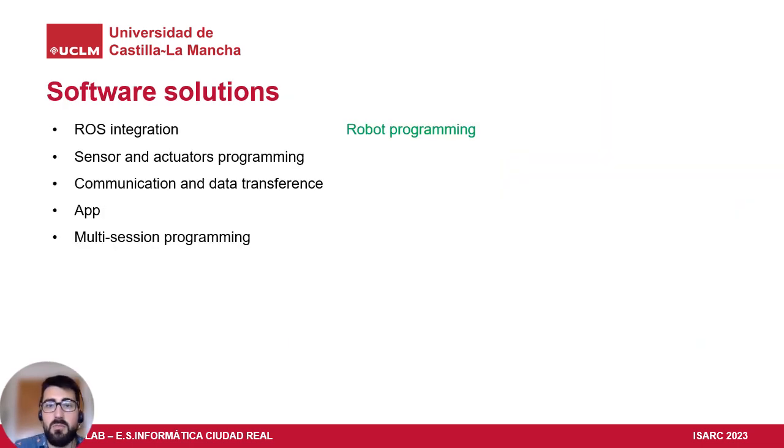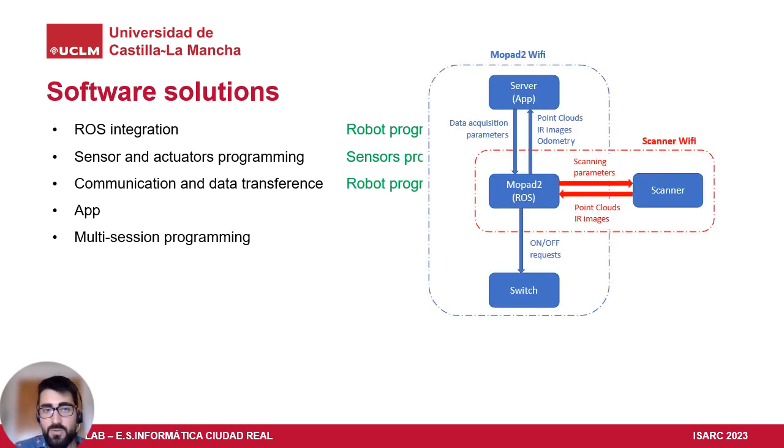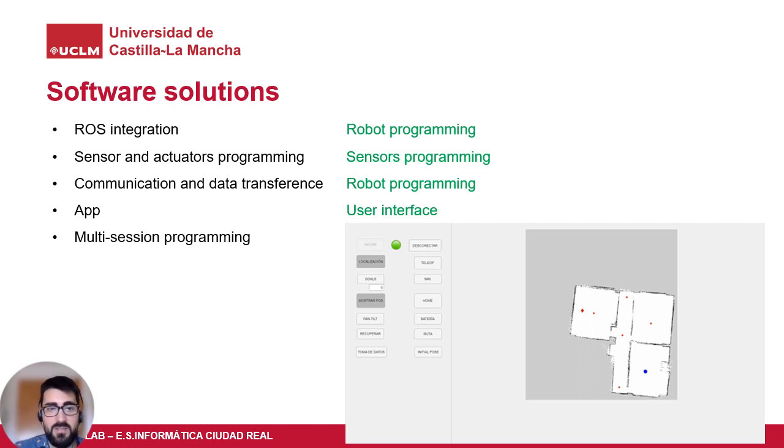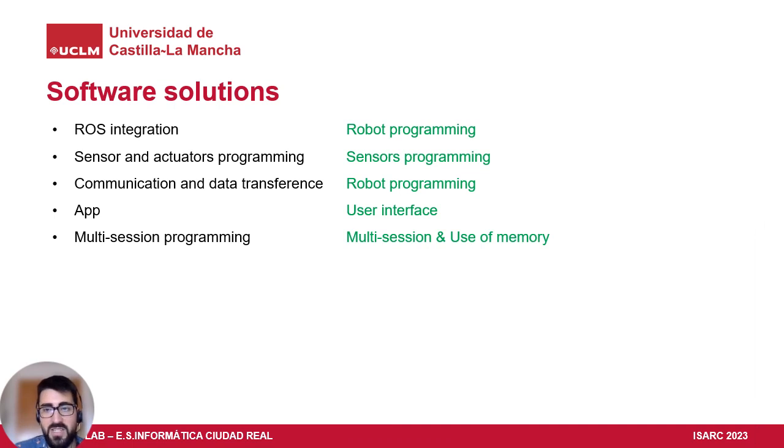Most of the components in the Mopad 2 are implemented in ROS. The components outside ROS, the scanner and the camera, have been programmed to work along ROS. All these different components are connected via Wi-Fi. There are two networks for communication and data transference. An app has been developed to control the parameters of the data acquisition, such as number of sessions, scanning positions, or type of data we want. An overview of the multi-session programming is shown in the next slide.